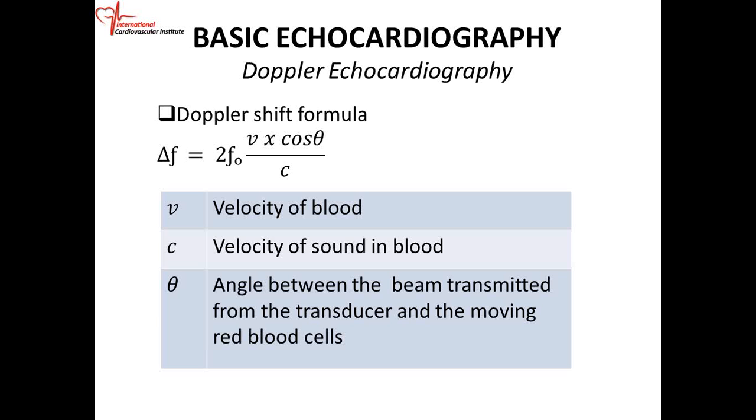Very important observation here. The cosine of 0 is 1. So you will get your maximum Doppler shift at 0 degrees when the ultrasound beam is parallel to the moving blood or red blood cells.